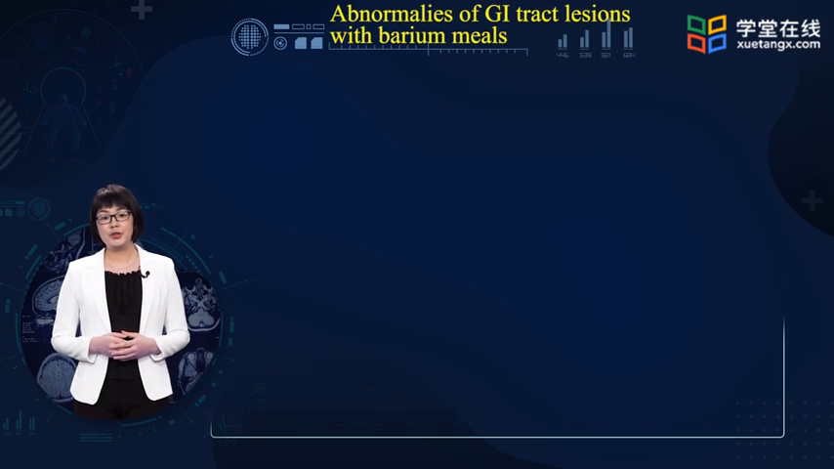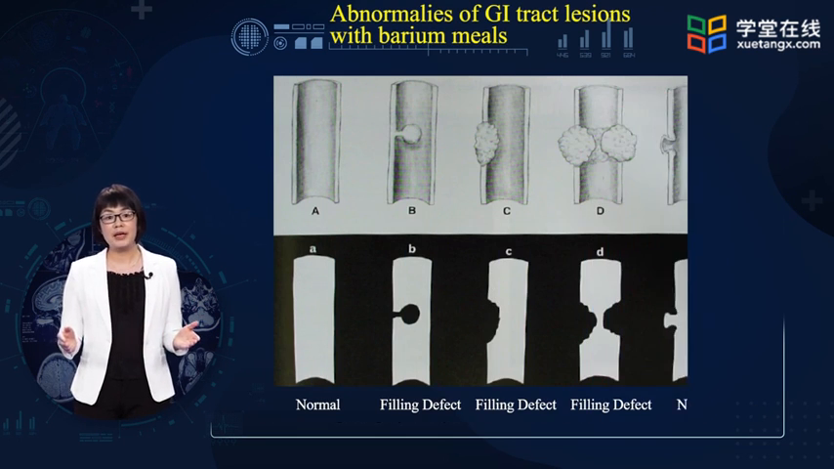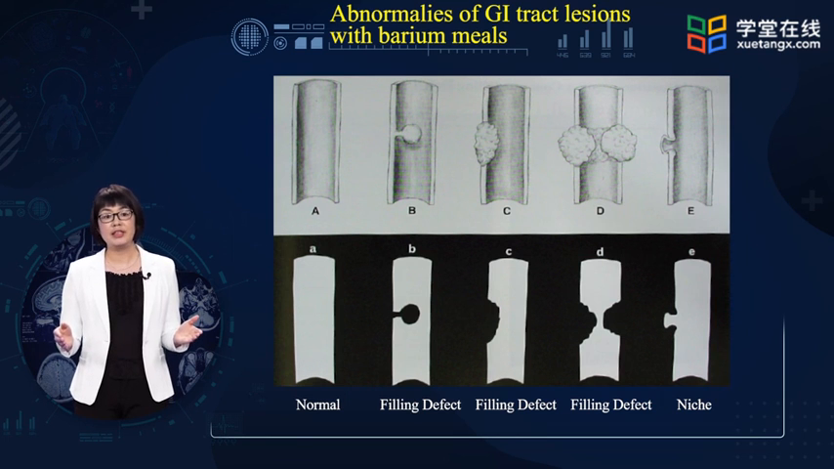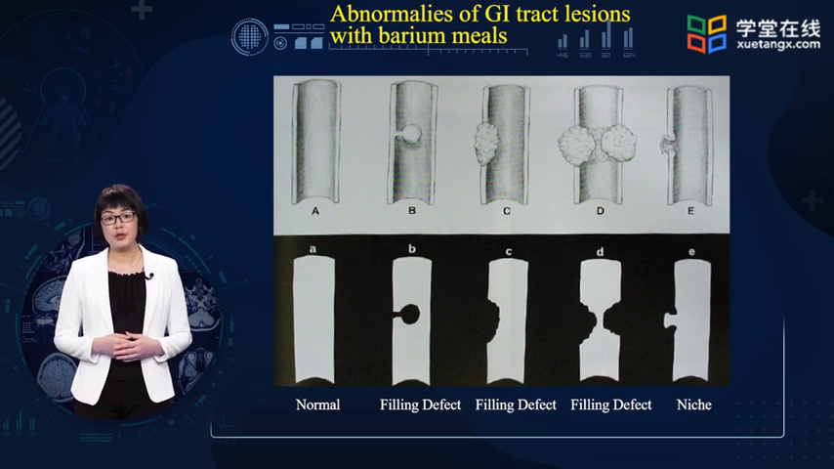Finally, I would like to use this graph to sum up the basic abnormalities of the GI tract lesions with barium meals. They are niche and filling defect.